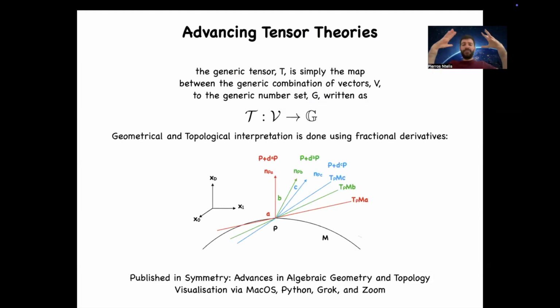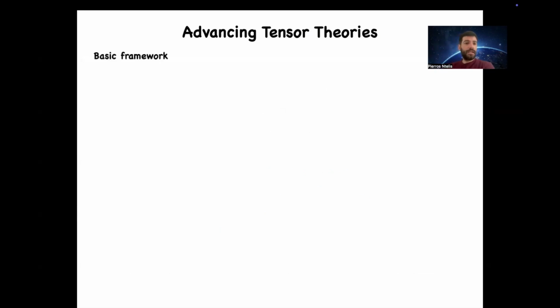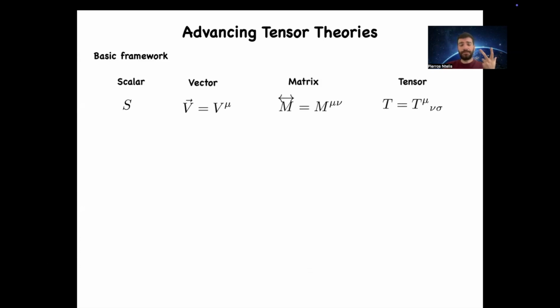Here you can see a manifold M, and at some point P, there is the standard tangent manifold using standard derivatives, and the blue and green show the fractional kind of tangent manifolds. Now, let's discuss a basic framework before advancing these tensor theories. In the standard tensor theories we can discuss scalars, S, vectors, V, matrices, M, and tensors, T.